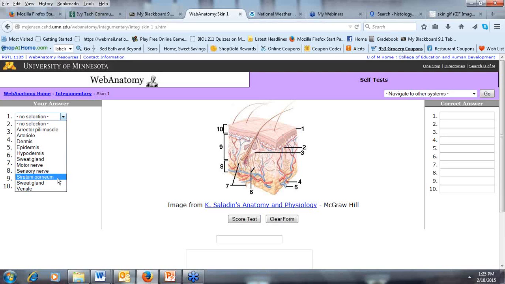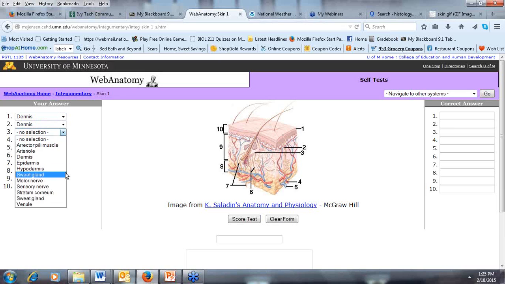Now, stratum corneum, anytime you see that word stratum, it means layer. And you've got different layers in this epidermis. And then also, if we're talking motor versus sensory nerve, sensory takes in the incoming stimulus. The motor nerve is going to be the response to it. So let's just go through and I'll randomly pick ones again because of time.